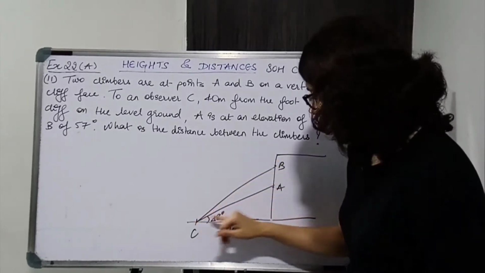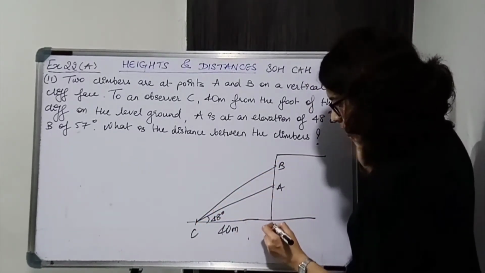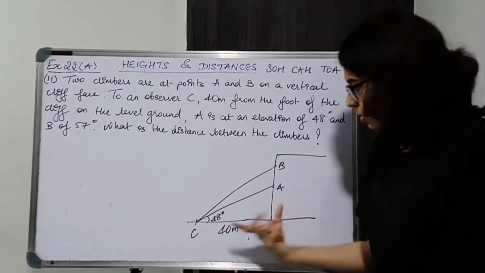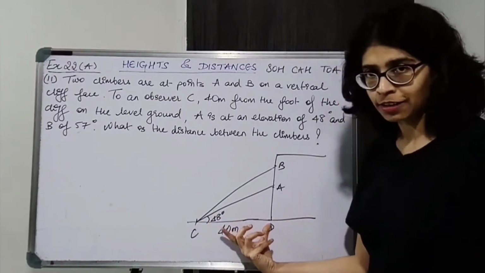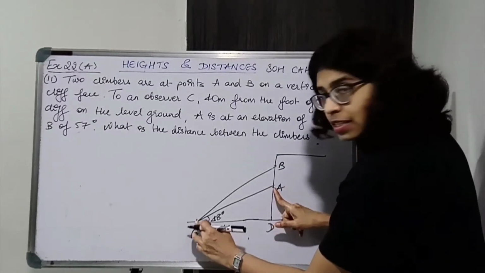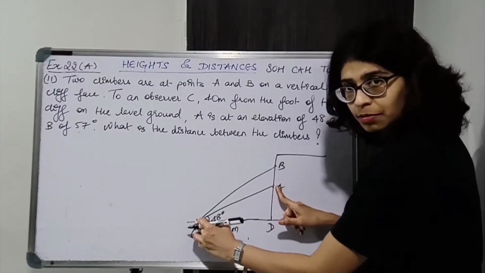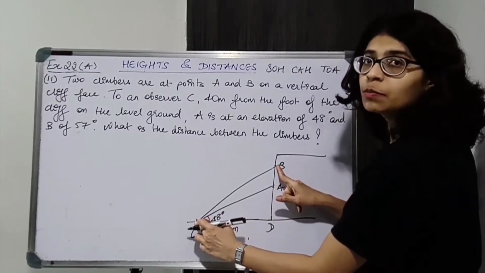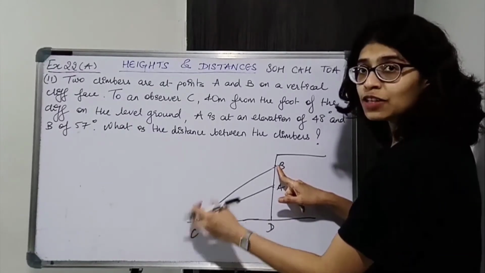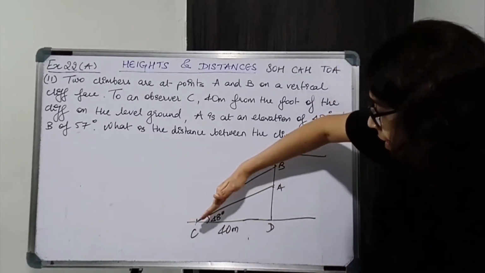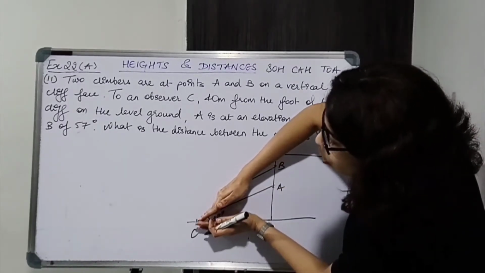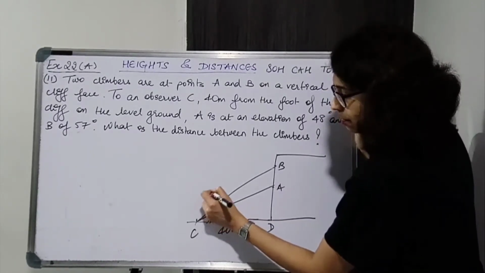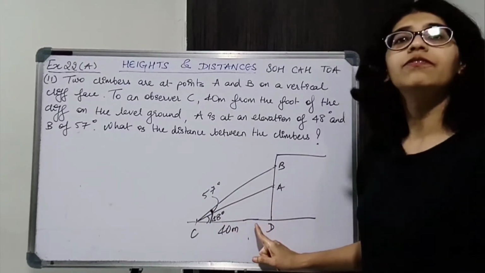So BC, let this point be D. Now this is the foot of the cliff. This is the distance of the observer from the foot of the cliff, and this person is looking at the person at point A. The angle of elevation will be 48 degrees, and when he is looking at the person at point B, the angle of elevation is 57 degrees. Angle of elevation is always the angle between the line of sight and the horizontal. So this will not be 57, this entire thing will be 57 degrees. So angle BCD is 57 degrees.